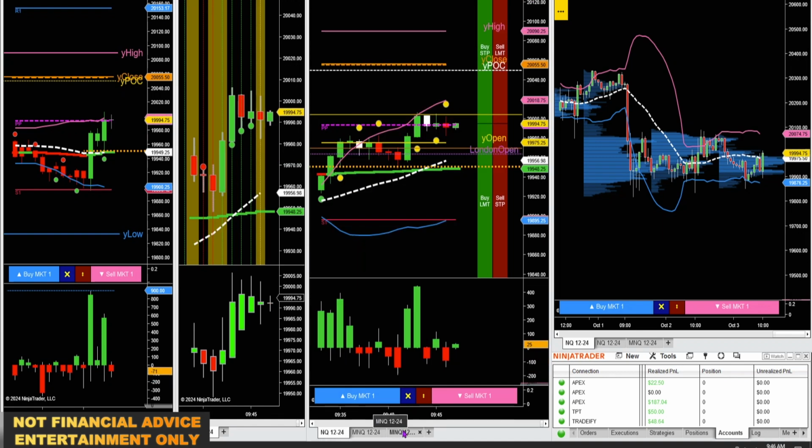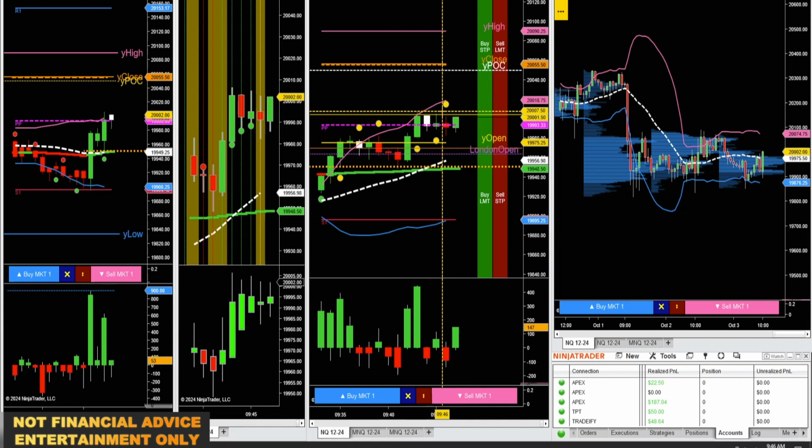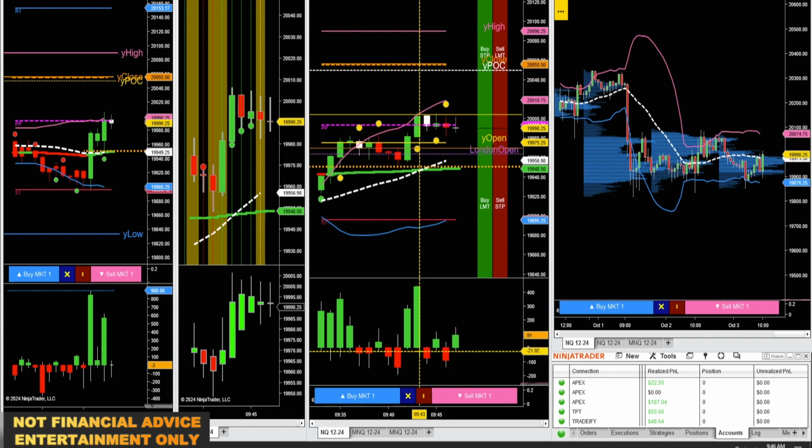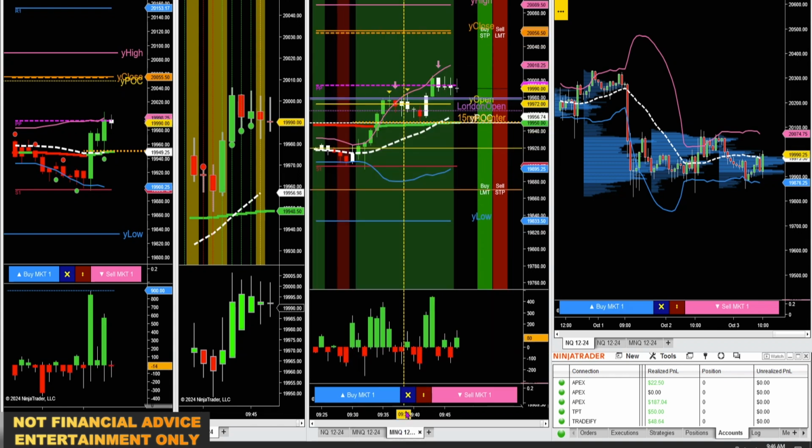The NQ and the MNQ will have very different volume levels, just like the order flow data for the NQ and MNQ is very different. See if we break above here, we've got free sailing up to yesterday's point of control. You notice yesterday's point of control will be different on the NQ versus the MNQ as well.